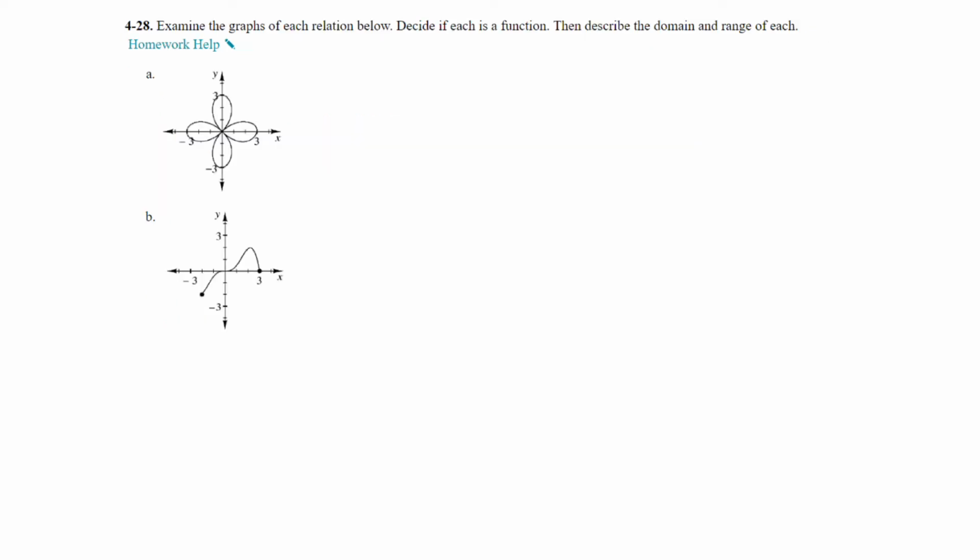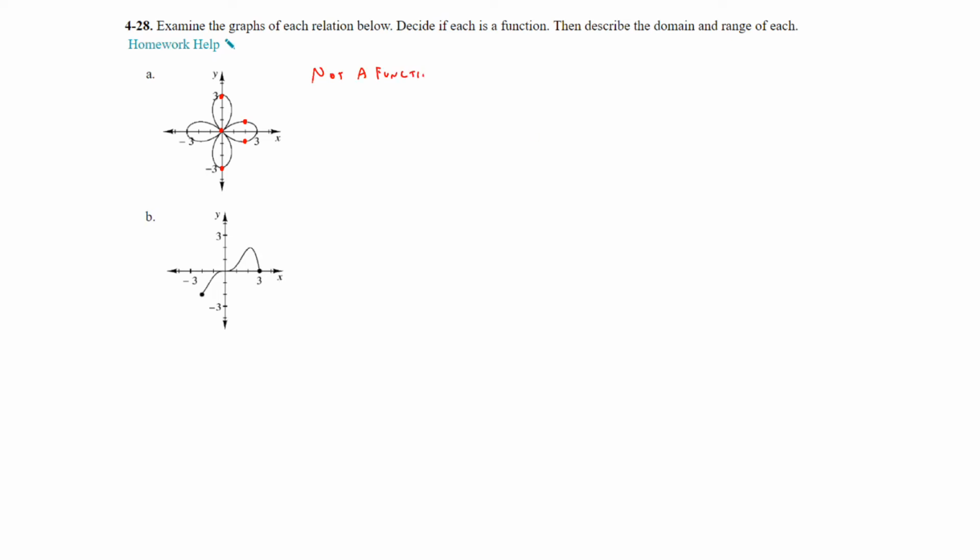On 28, we have some graphs here. We want to examine them and decide if it is a function and then do the domain and range. So on part A, it is not a function because there are plenty of x values that have more than one y value. There's an example. At x equals 0, there's actually 3 different y values. So it is not a function.